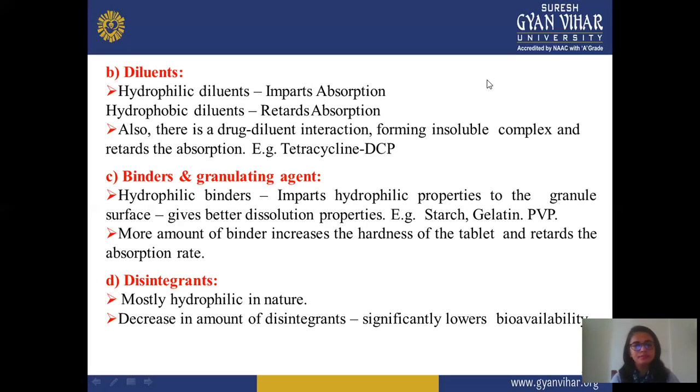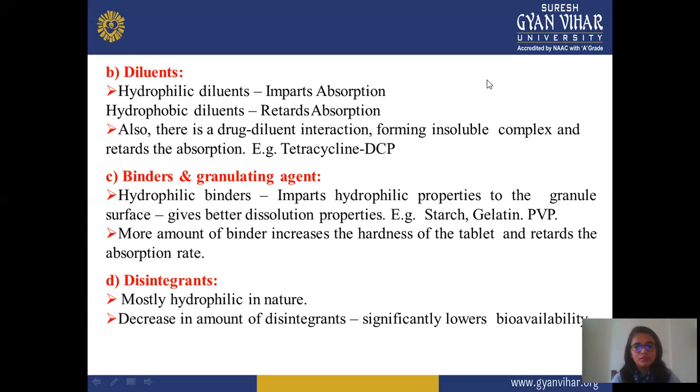Example is tetracycline. Next is binder and granulating agent. In this binder and granulating agent, a hydrophilic binder imparts hydrophilic property to the granule surface and gives better dissolution property, like starch, gelatin, PVP. Polyvinyl pyrrolidone is also a binder, and this hydrophilic binder mainly helps the hydrophilic property of the granules, or maybe helps the water solubility of the granules.